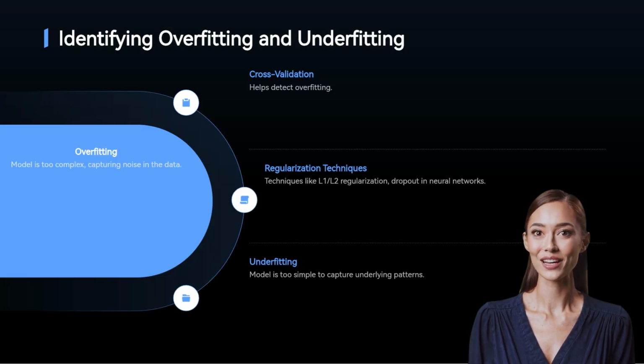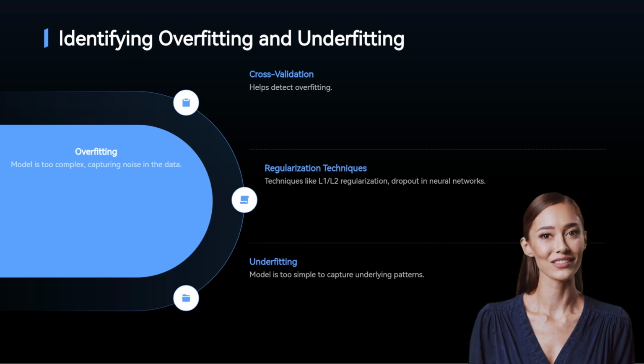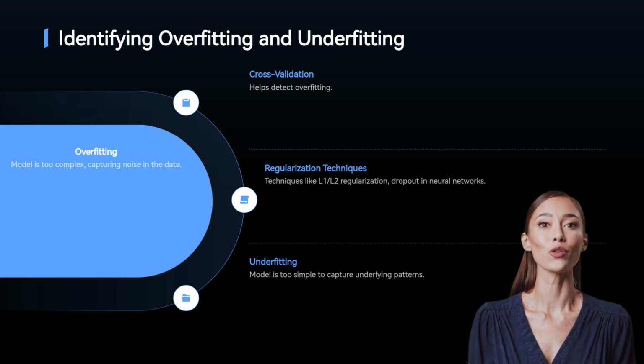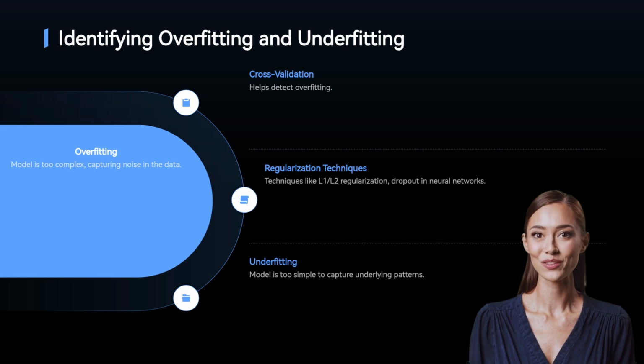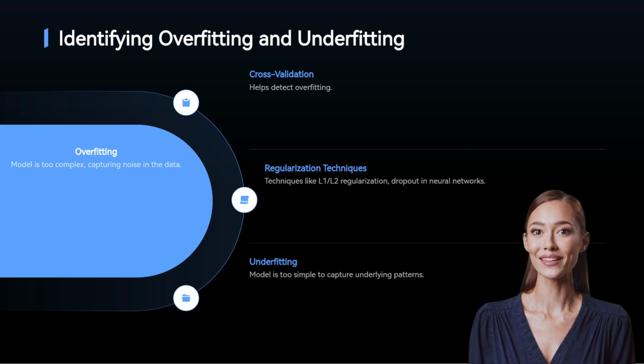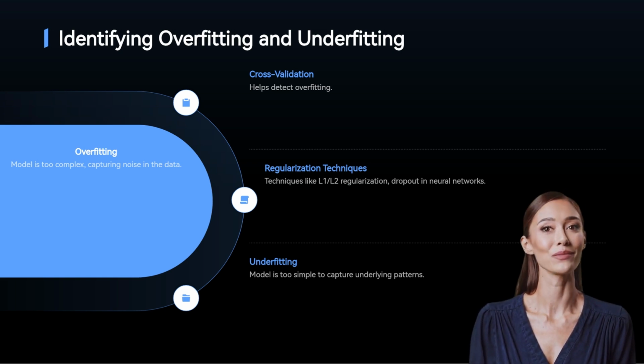Overfitting and underfitting are two common problems in machine learning. Overfitting happens when a model learns not just the underlying patterns, but also the noise in the training data, leading to poor generalization on unseen data. It can be prevented using regularization techniques. Underfitting occurs when the model is too simplistic and fails to capture important patterns in the data, leading to poor performance on both training and test data.